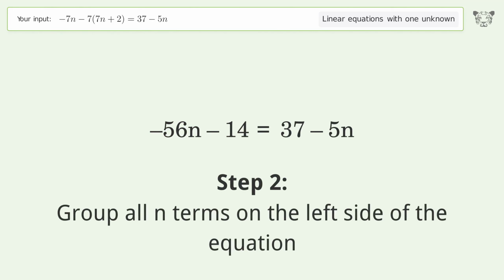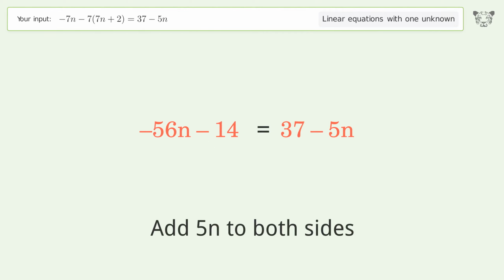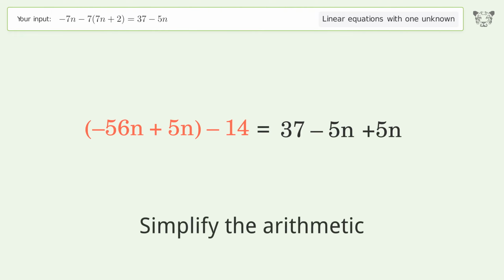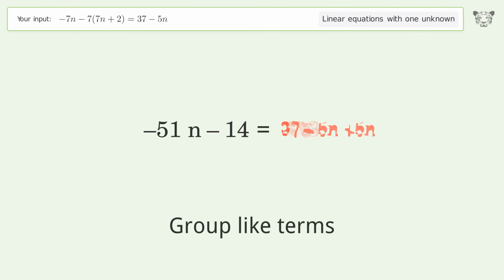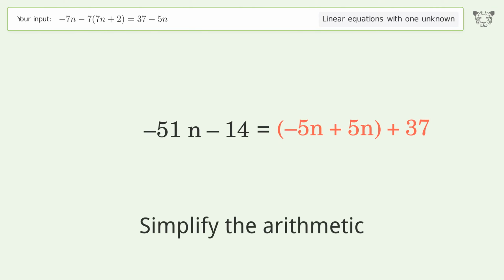Group all n terms on the left side of the equation. Add 5n to both sides. Group like terms. Simplify the arithmetic. Group like terms. Simplify the arithmetic.